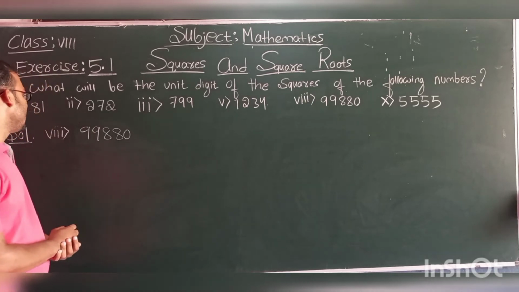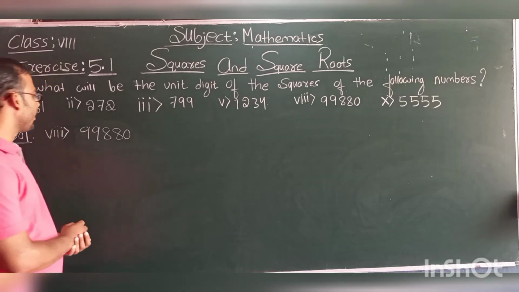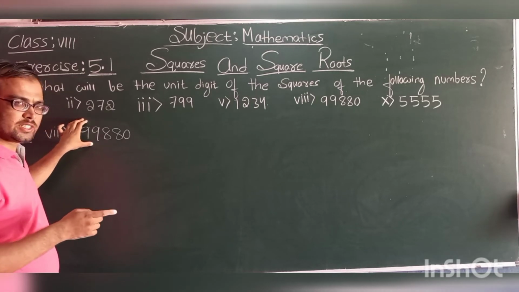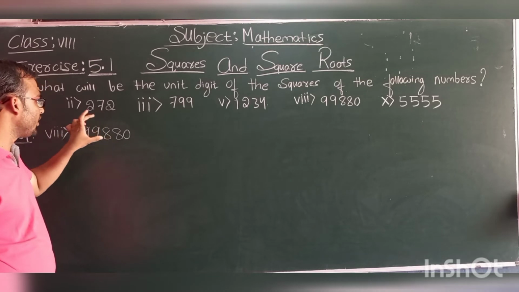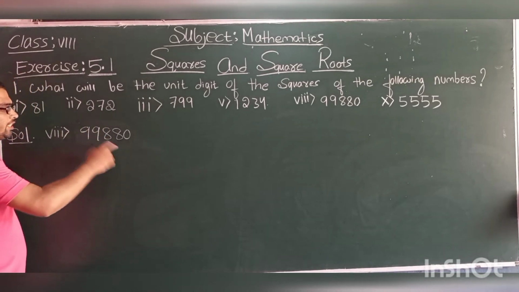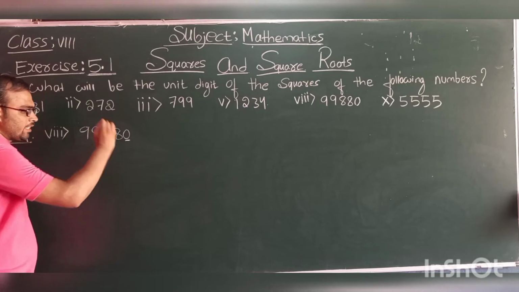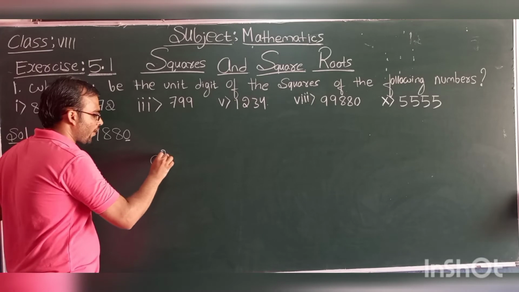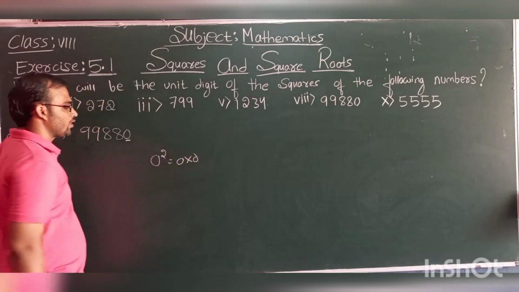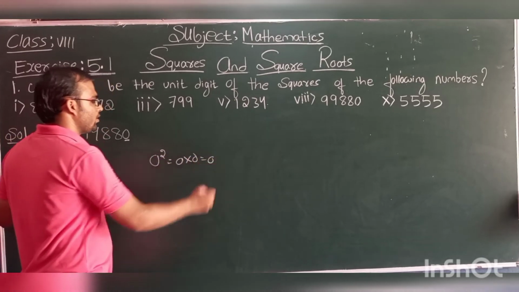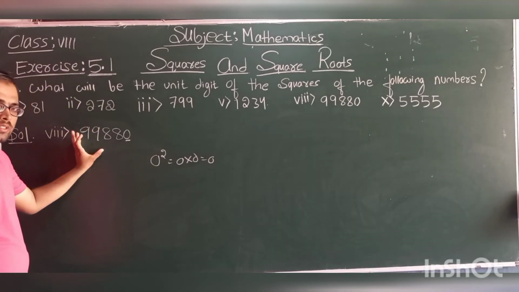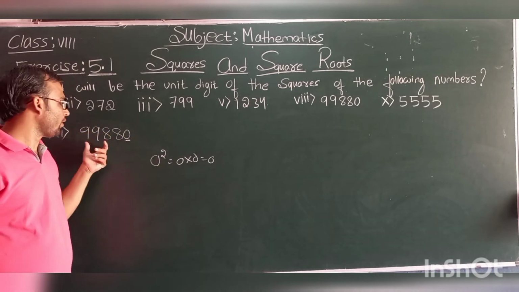Okay, so what have they given? 99,880. Okay, so what do we need to find? When we square this number, what will be the digit that we are going to get at the unit place of the square of this number? Look here, the digit in the unit place of the number is 0. So when we square this, what are we getting? 0 into 0 is what? 0 only. As 0 square is 0, when we square this number, we are getting 0 as the digit in the unit place of the square of this number.